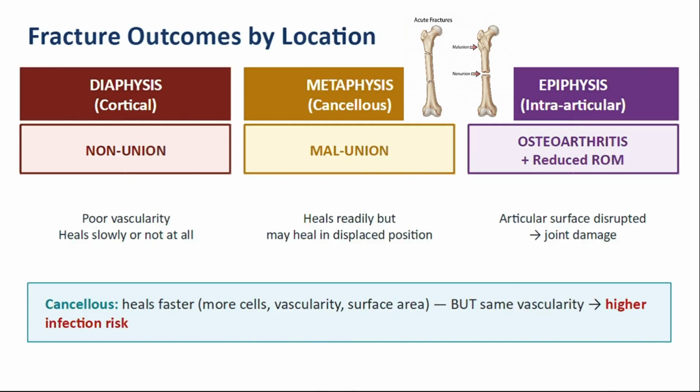And obviously, if the fracture is epiphyseal or intra-articular, there will be highly reduced movement. The disrupted articular surface damages the joint. The cancellous bone heals fast with more cells, vascularity and surface area, but with the same vascularity comes a higher risk of infection.